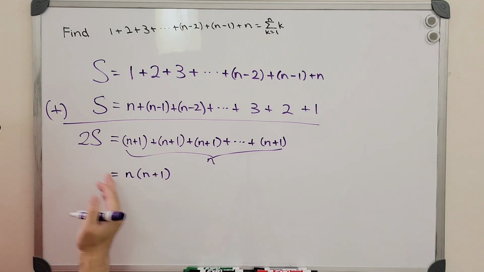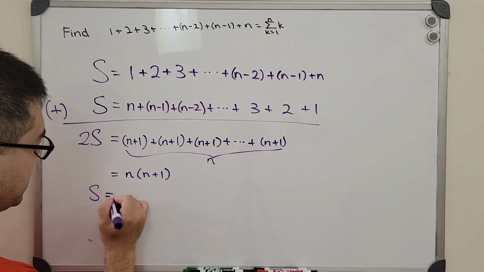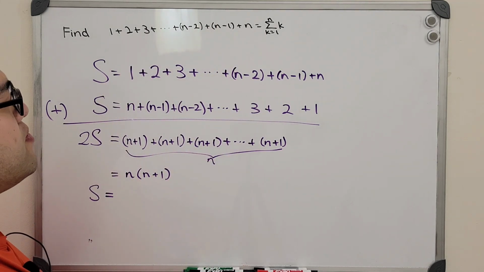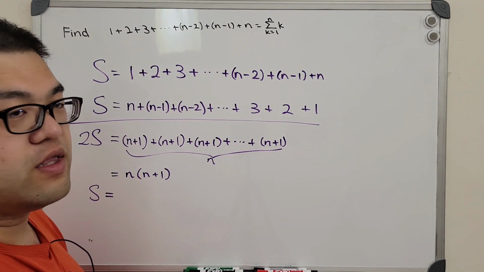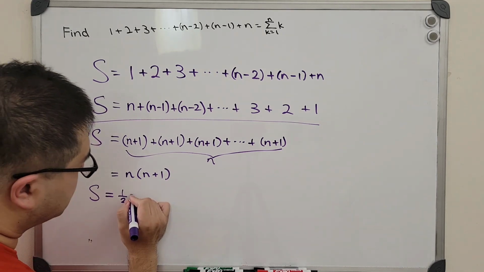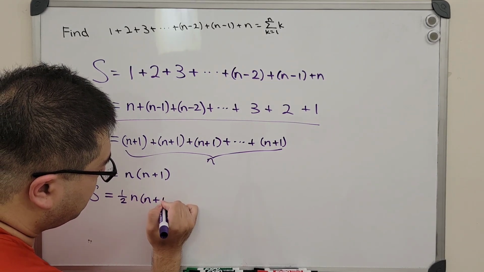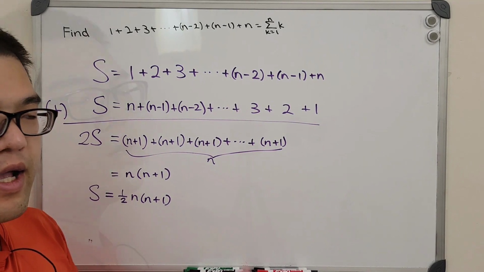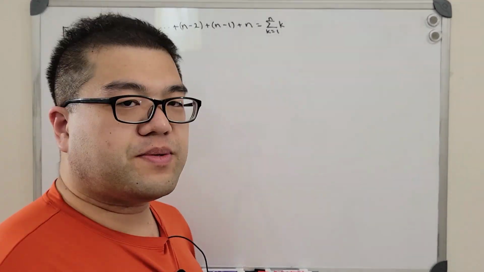And therefore, as we divide by 2 on both sides, we get that this finite sum of the first n natural numbers is in fact equal to 1/2 times n times n plus 1. Alright, so that was the first method.